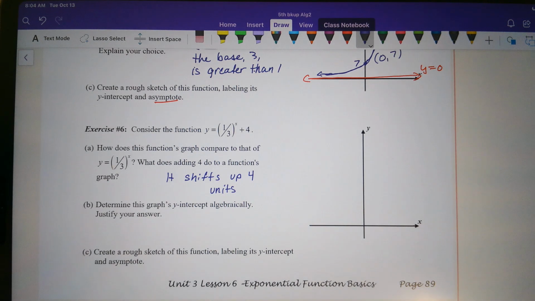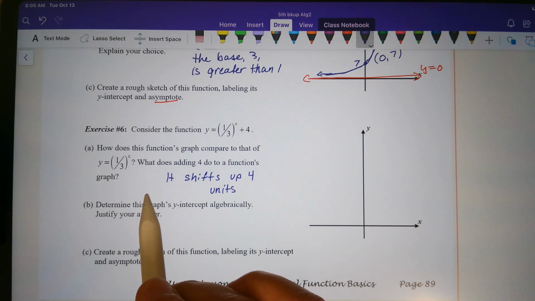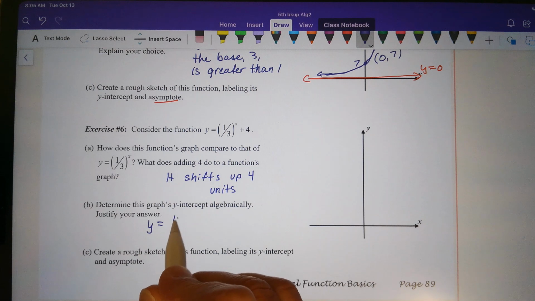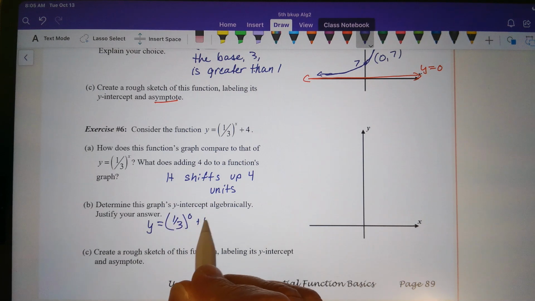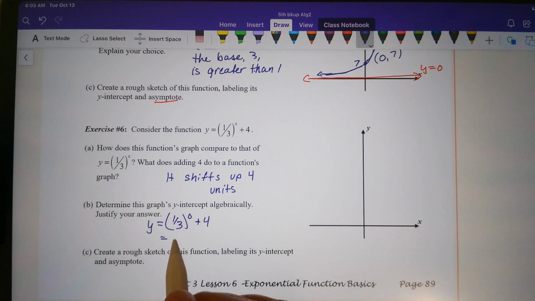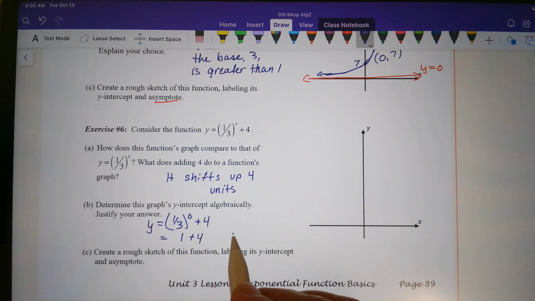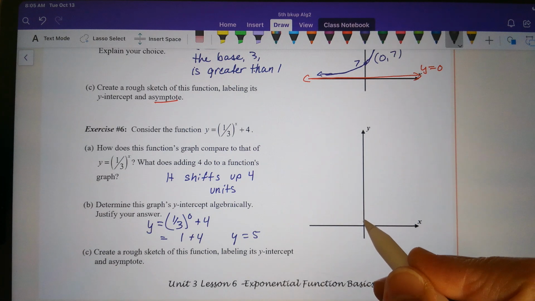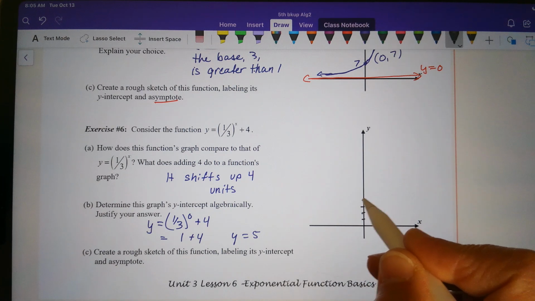Determine this graph's y-intercept algebraically. Justify your answer. Okay, so y equals 1/3 to the 0 plus 4. Anything to the 0 is 1, so y equals 5 is our y-intercept. Now create a rough sketch of this graph, labeling its y-intercept and asymptote. So the y-intercept is 5. I'm just going to put some marks here. 1, 2, 3, 4, 5.